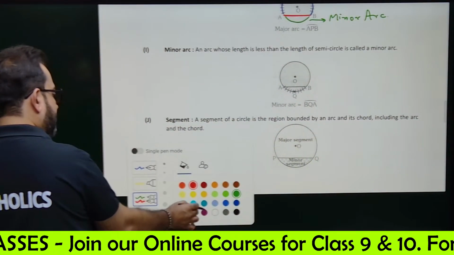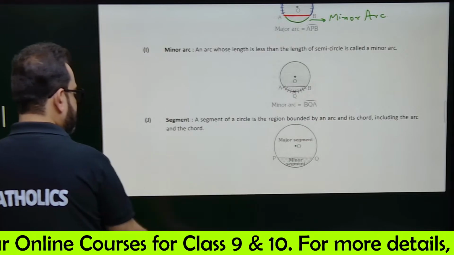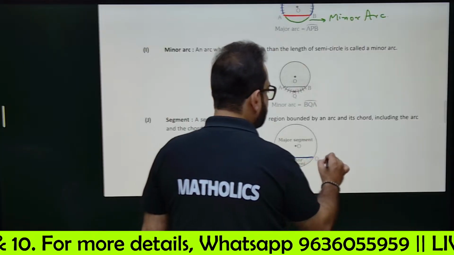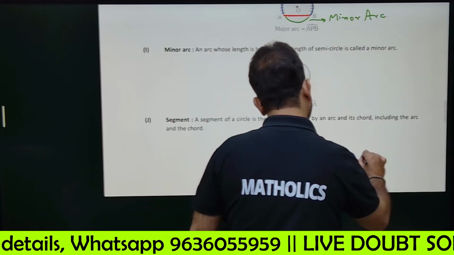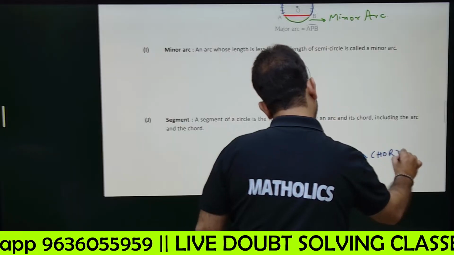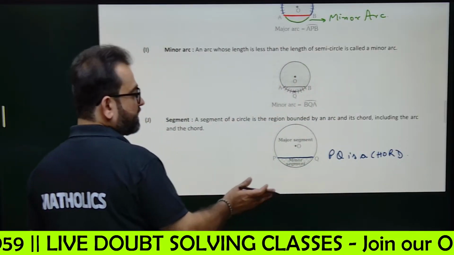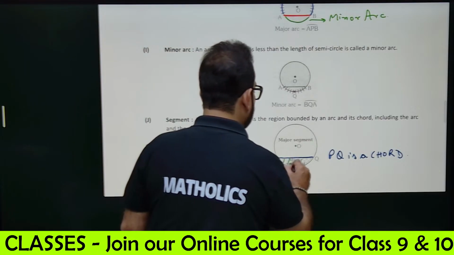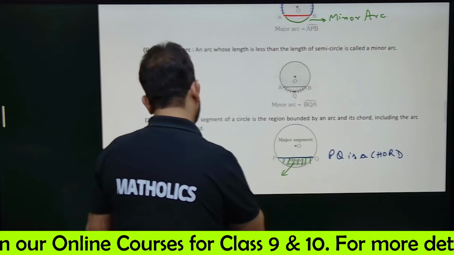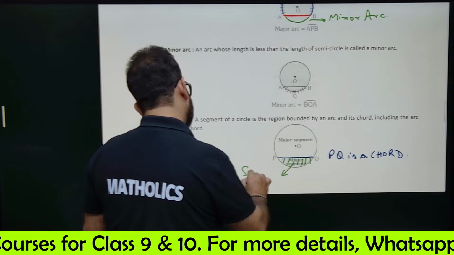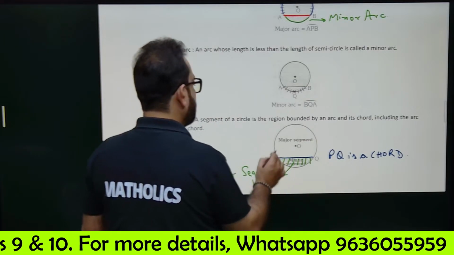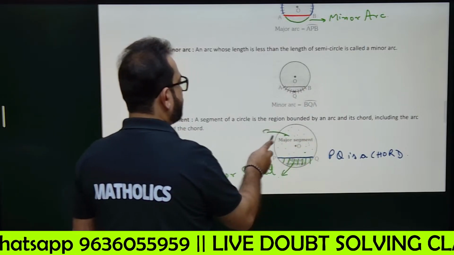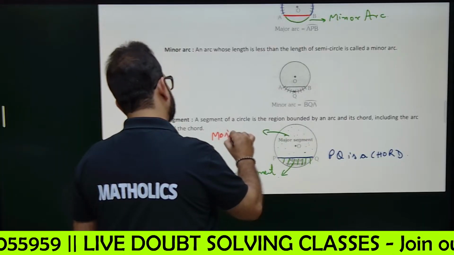Now again, if it's the circle and this is the chord, PQ is a chord. So this divides the circle into two areas. One is this smaller one, which is called the minor segment. And this, which I have made dotted, will be called the major segment.